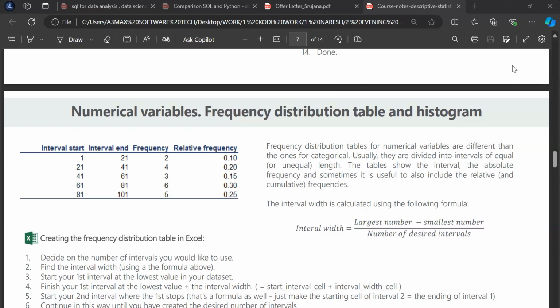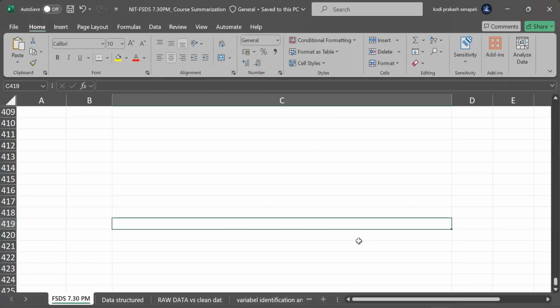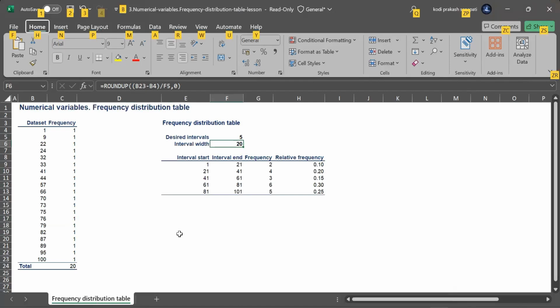The first formula, what is the formula? Interval width. Largest number, very good. Please maintain it and post. Very good, Lalit, Bhupinder. Largest number, 100, minus smallest number divided by number of desired intervals. 100 minus 1 divided by 5, you got it. So we got the first formula, right? So what output did I get?